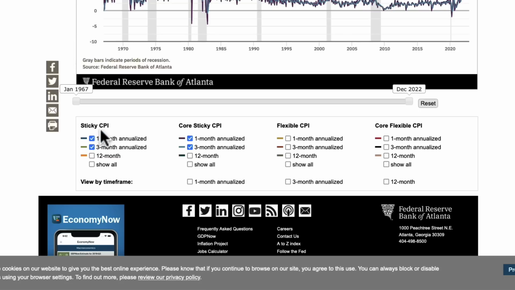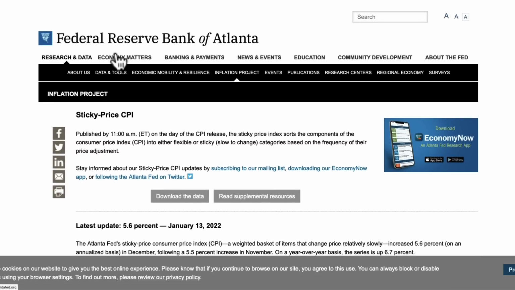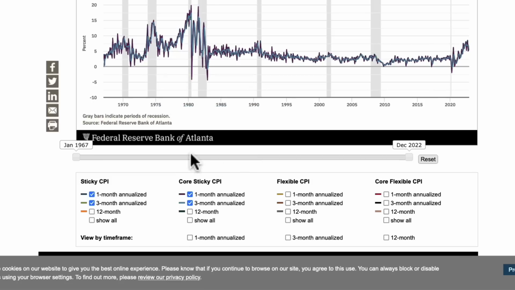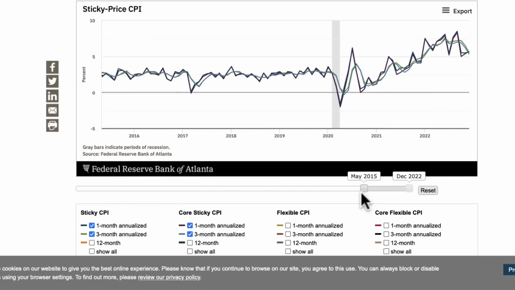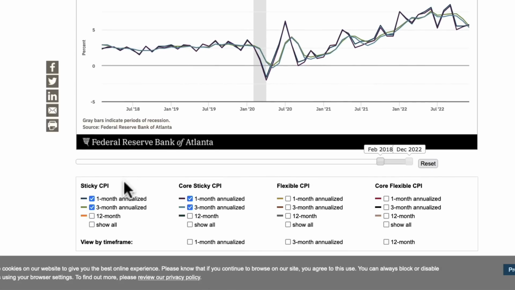This is sticky CPI versus core sticky CPI, from the Federal Reserve Bank of Atlanta. We've already had the CPI number, so I think we can zoom in on the more recent activity at this end of the chart over here. Let's just look at sticky CPI, and we'll take these off. This is 1 month annualized and 3 month annualized.